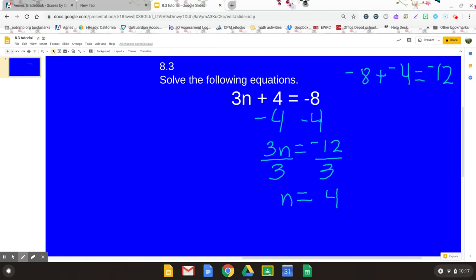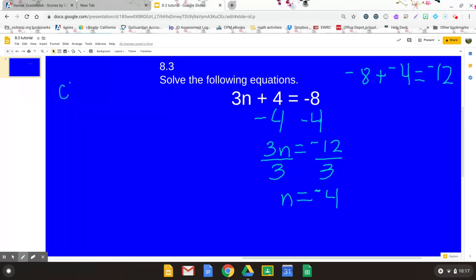Well, remember that when you're multiplying or dividing, if the signs are the same, your answer will always be positive. But if your signs are different, like they are here, I have a negative 12 and a positive 3, my signs are different, then my answer will always be a negative. So the answer is n equals negative 4.